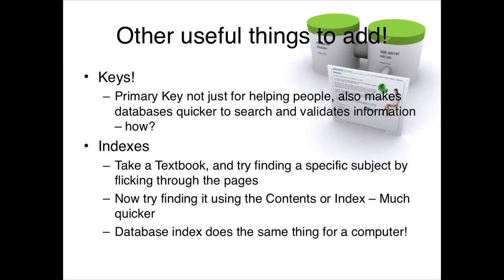Your database table should have keys. A primary key isn't just there to make sure that you can understand what's the unique item for that table. A database actually needs that information to help make it search for things quicker.